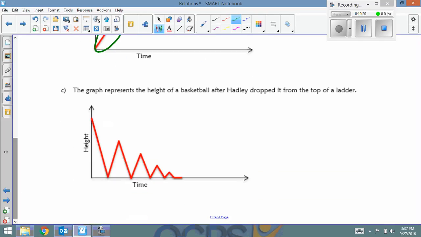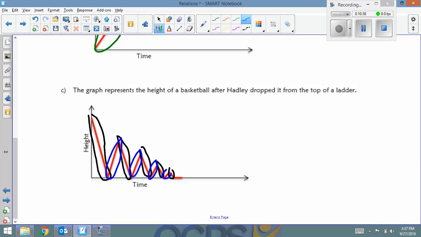Okay, the graph represents the height of a basketball after Hadley dropped it from the top of a ladder. Okay? Anytime that this is dropped, that means that the ball is going down. Okay? Anytime it's going up, that means that ball is rising, which means this ball is actually bouncing at various heights. And then when it's flat down here on the bottom, that means that it's just rolling along the ground. Okay?